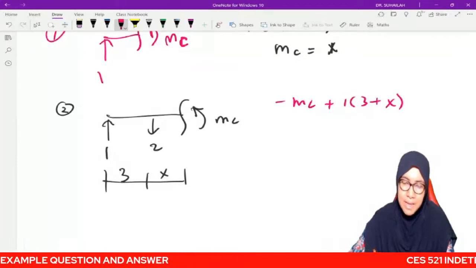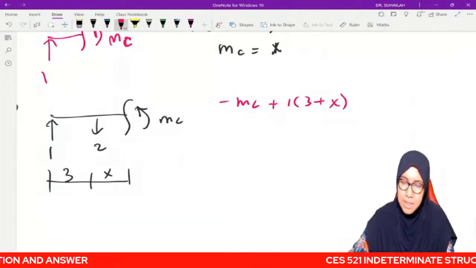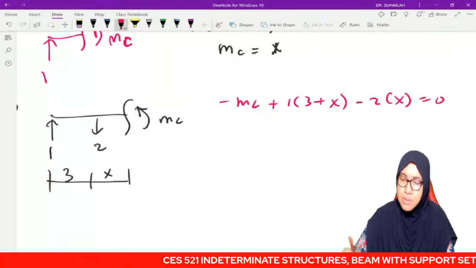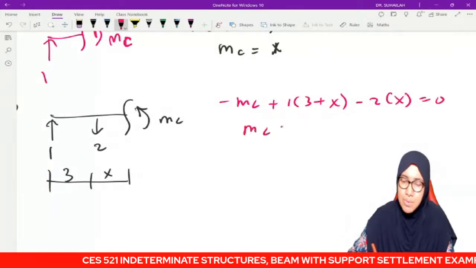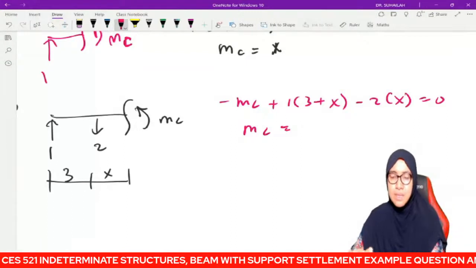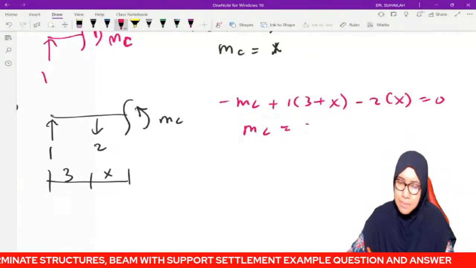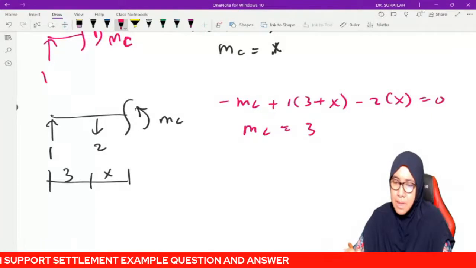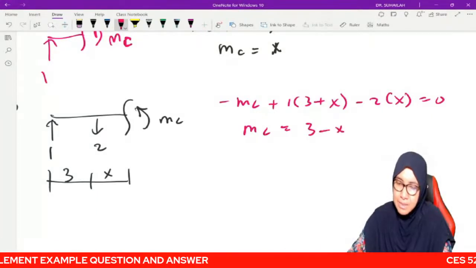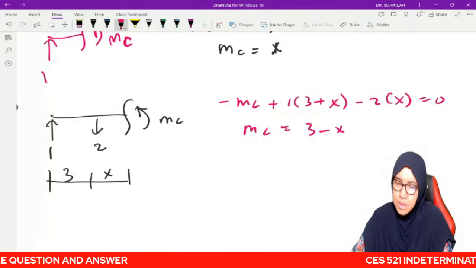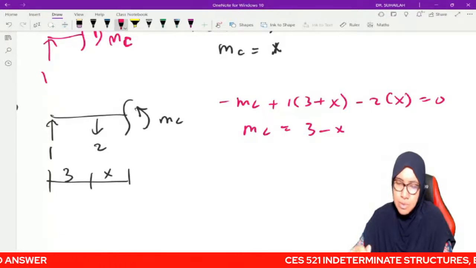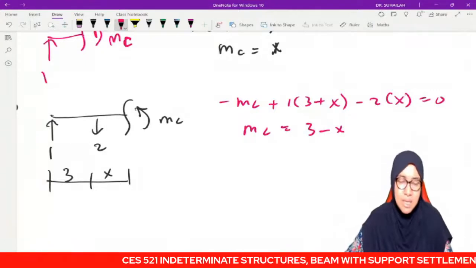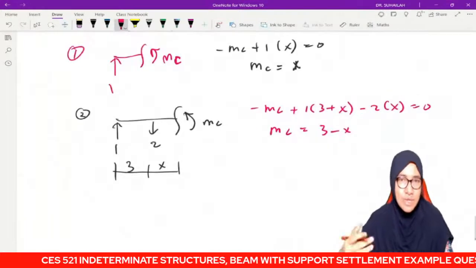Okay, minus 2 times X equal to 0. So MC will be equal to 3, and minus X. 2, it is minus 2 plus 1. Minus 2 plus 1 is 3 minus X. So this is for the second section.